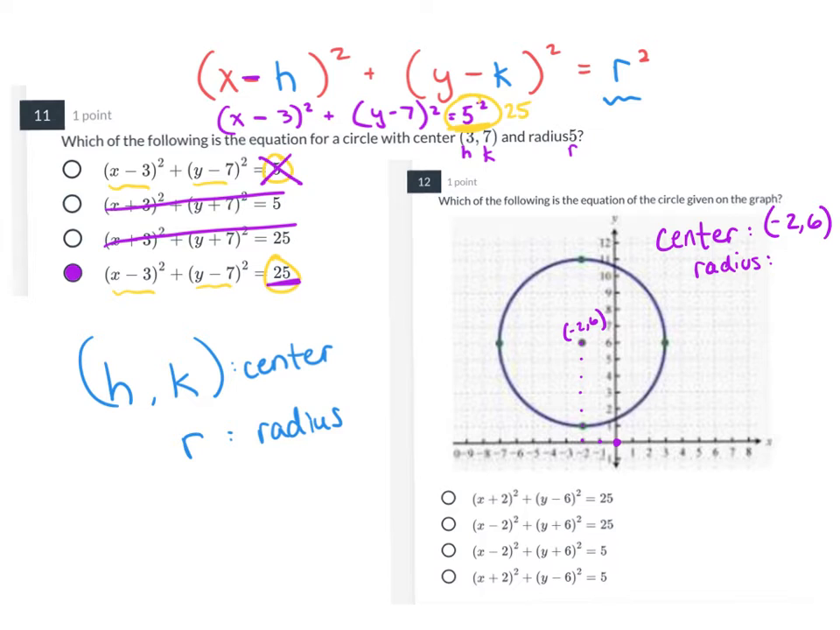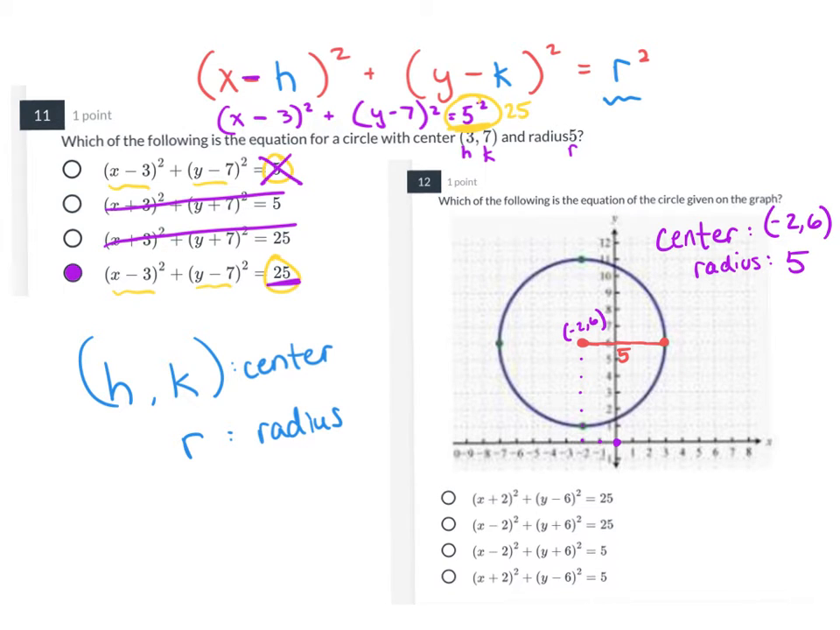And then the radius. Let's see. The radius goes from the center to a point on the circle. So I like to either do it as a horizontal or a vertical line. I'm just going to do this one right here. 1, 2, 3, 4, 5. So the radius is 5.